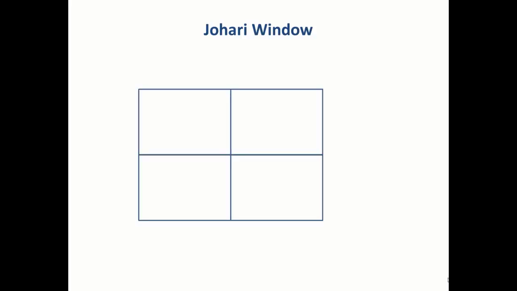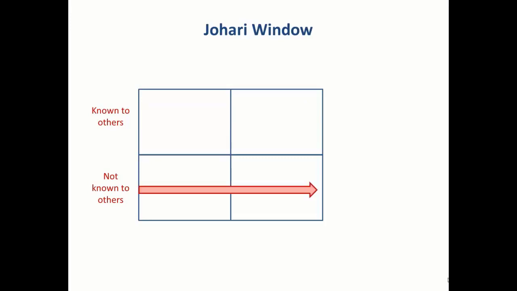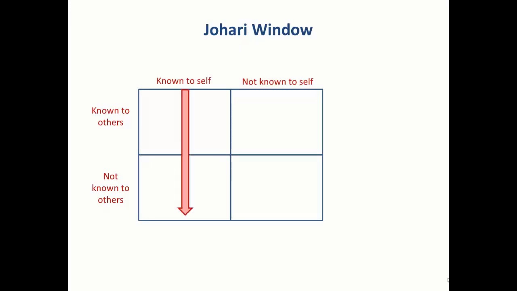So the model is actually a 2x2 model, and you'll see on the left side you have information that's known to others in the first row, and then you have information that's not known to others in the second row. And then across the top of the model, you have information that's known to you, that's known to the self in the first column, and information that's not known to you or to yourself in the second column.